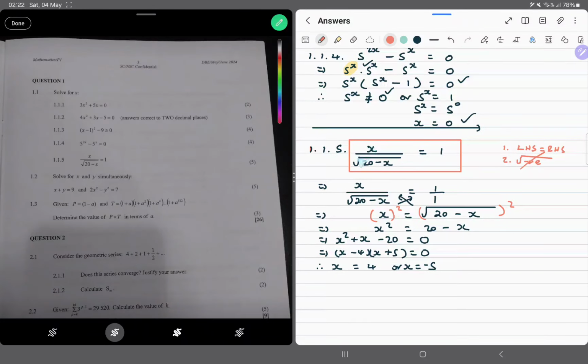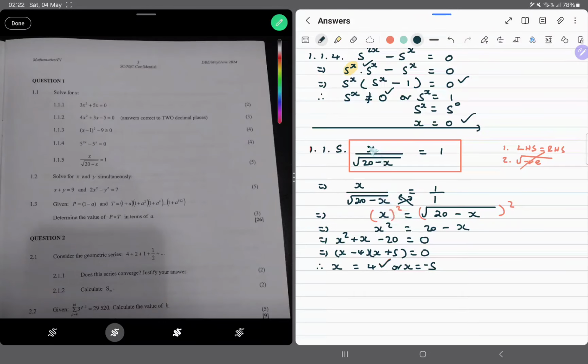We put a 4 there. 20 minus 4 is 16. This is the positive square root of 20 minus x. So this means the positive square root of 16, which is 4. 4 divided by 4 is 1. Then 1 is equal to 1. So this solution holds.